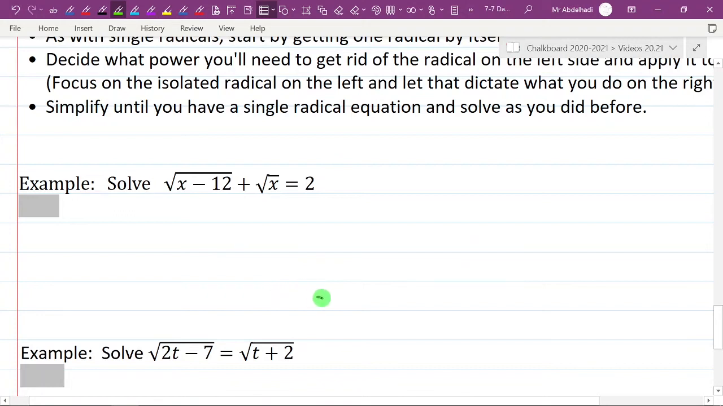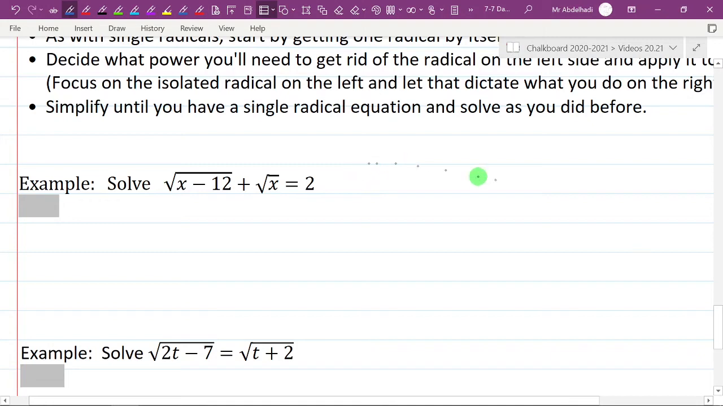Well, for the sake of simplicity, for the multiple radical questions, we're only going to use square roots. You could do this with cube roots and fourth roots and fifth roots, but for our purposes for algebra 2, we're going to be using just square roots. So the question becomes, what do you do when you have more than one square root in the same equation?